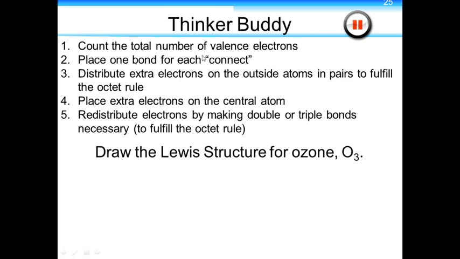So step 1, count the total number of valence electrons. Well, we learned that the number of valence electrons on an element is the same as the group number. So oxygen is in group 6, so it has 6 valence electrons. Okay, 6 valence electrons, but there are 3 oxygen atoms. So we have a total of 18. Okay? Place one bond for each to connect them. All right, so oxygen, oxygen, oxygen.